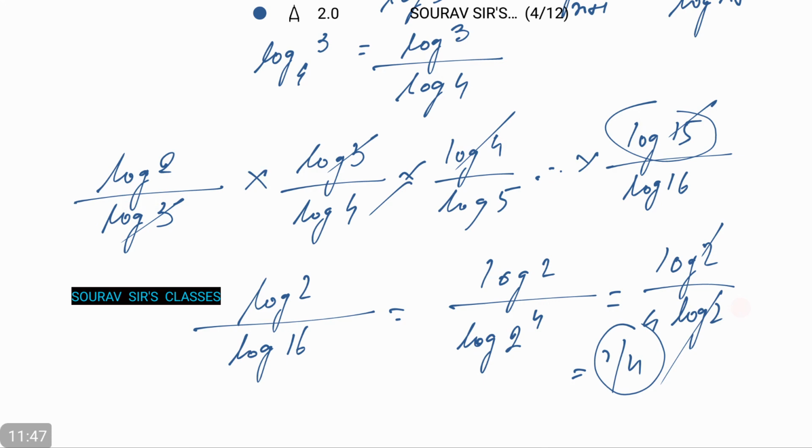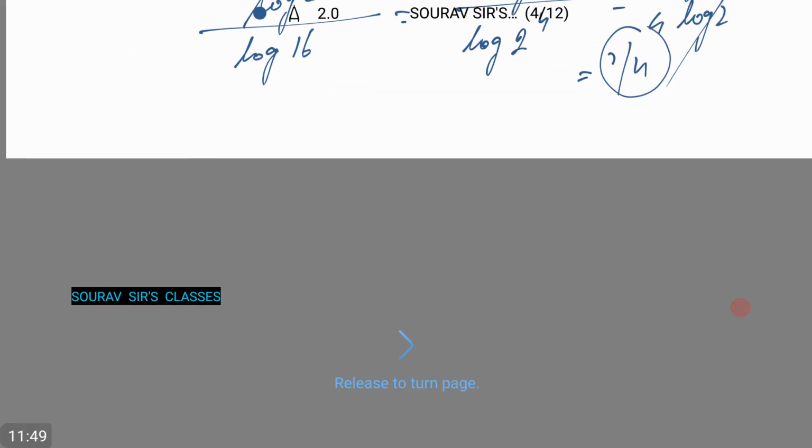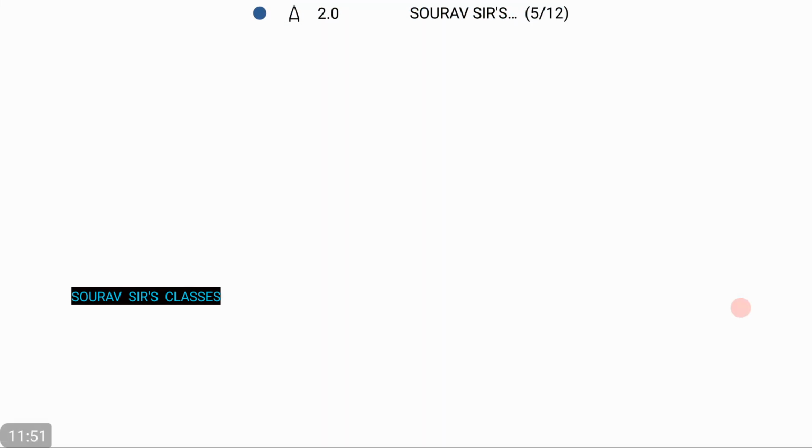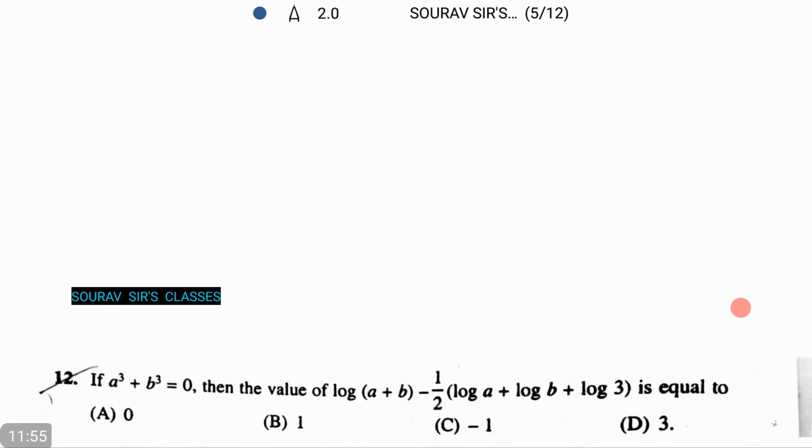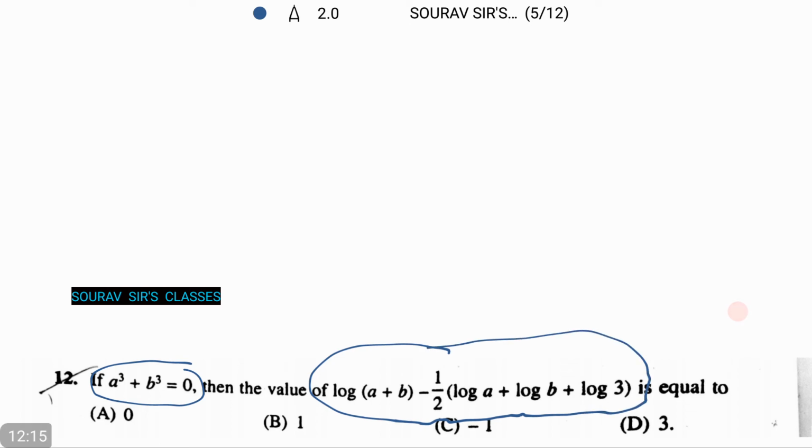So moving on, let's see the next sum. Oh, this is pretty important, right? The question demands that a cube plus b cube equals 0. Then the value of log of a plus b minus half of log 3 plus log a plus log b we are required to find.